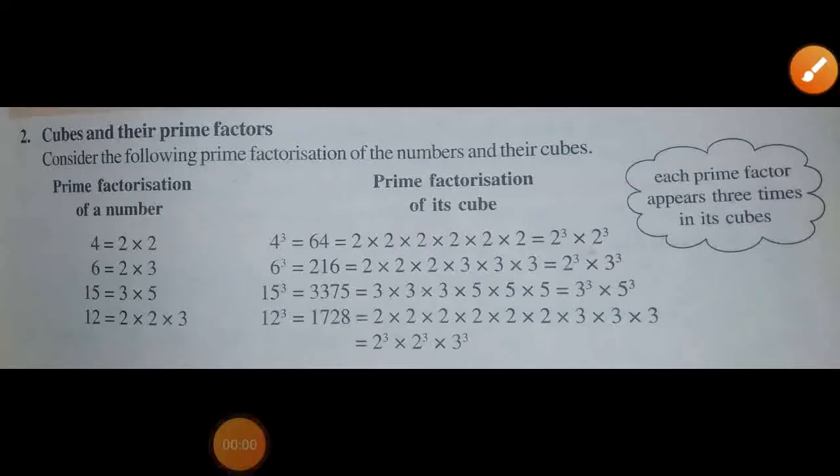Now we are talking about cubes and their prime factors. This is our heading, cubes and their prime factors. Here, prime factorization of a number: suppose the number 4 is there, so its prime factors are 2 multiplied by 2. Suppose the number is 6, then the prime factors of 6 are 2 and 3. Suppose the number is 15, then the prime factors are 3 and 5. Suppose the given number is 12, then the prime factors are 2 multiplied by 2 multiplied by 3.